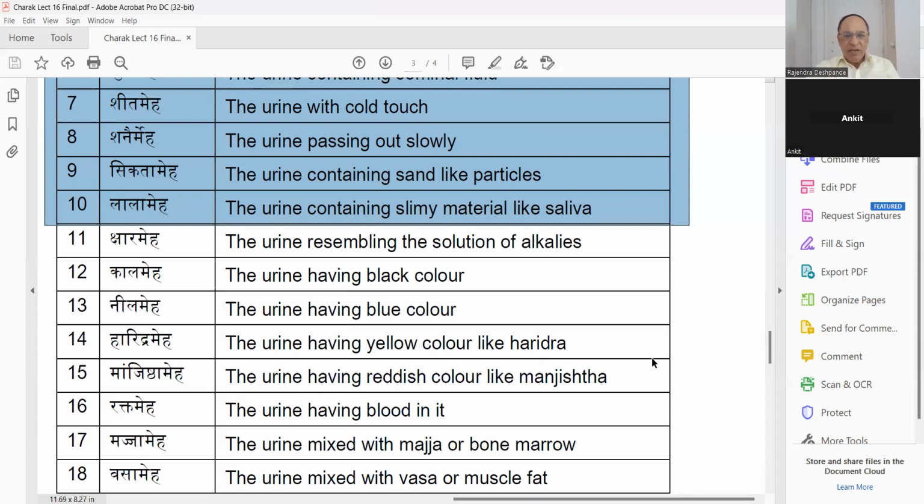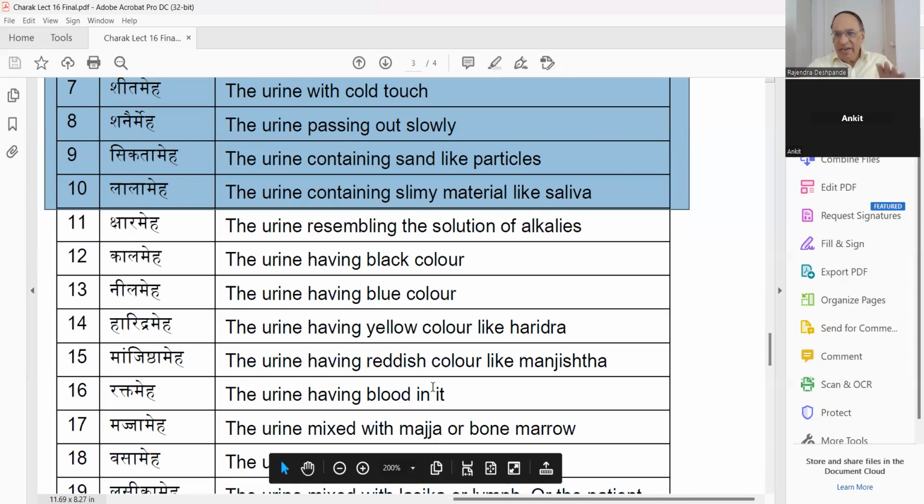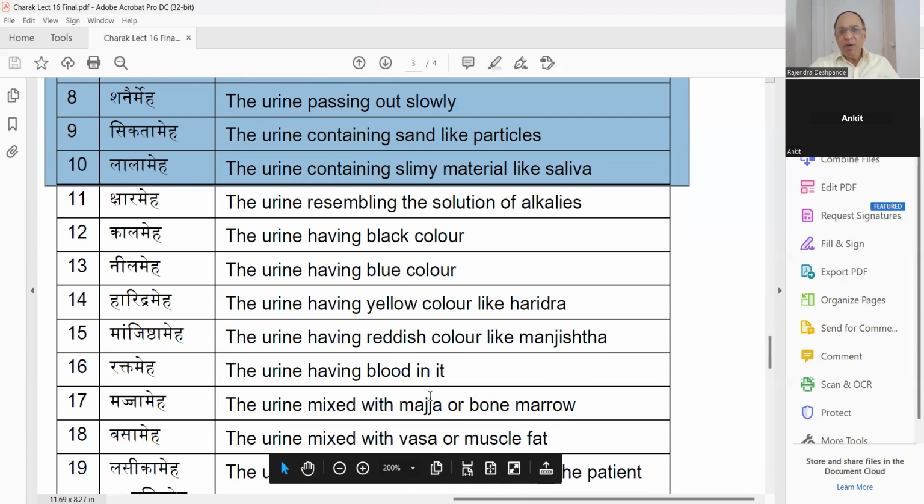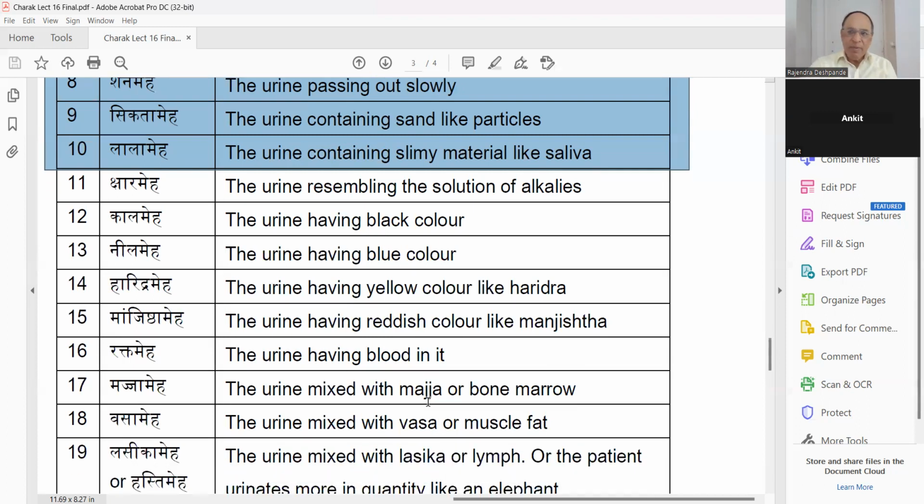Manjishtha Meha, the urine having reddish color like Manjishtha. For example, you can get hematuria, especially when there is a urinary stone, calculus, the urine can be red color. Rakta Meha, the urine having directly blood. Just now I have mentioned it may be because of some cancer growth, or nephritis, cystitis, ureteric problems, stone problem, and there may be an autoimmune type of reaction. So hematuria will take place.